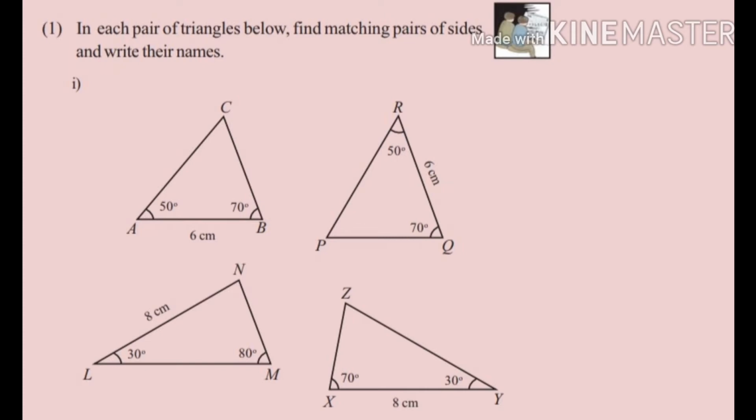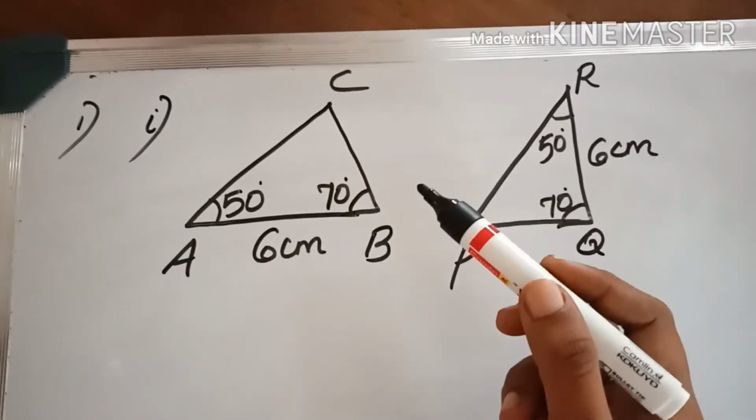First question. In each pair of triangles below, find matching pairs of sides and write their names. Matching pairs of sides means which are the equal sides for the given figures, and write their names. That is the question. Two sub-questions are given. The first sub-question is with the triangle ABC and the triangle PQR. So let's start from the first sub-question.